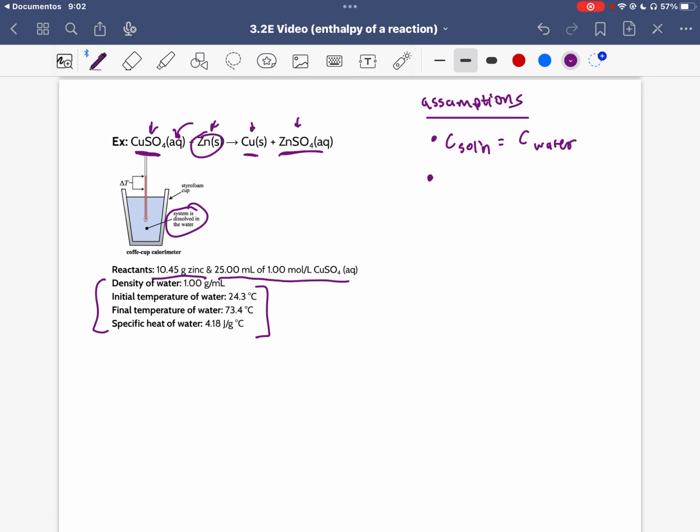I'm also going to assume that the density of my solution is equal to the density of water. And the reason that that's important is because if I know the volume of my water, or the volume of my solution here, then I can know its mass. All right. And then my initial temperatures I have here. So just like I said before, I'm assuming there's no heat loss. Okay, great. So I have the situation where I have 25 milliliters here. I'm adding about 10 grams of zinc.